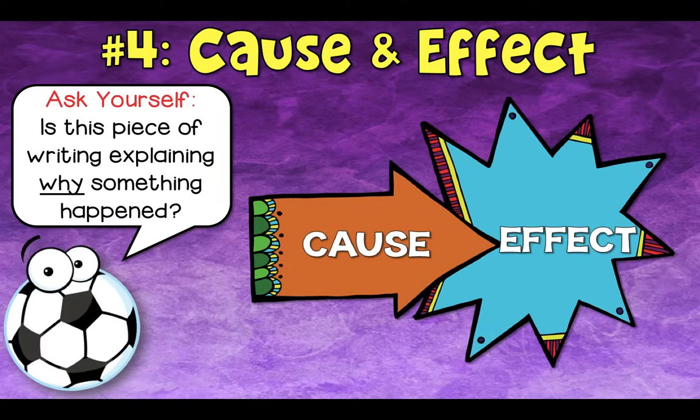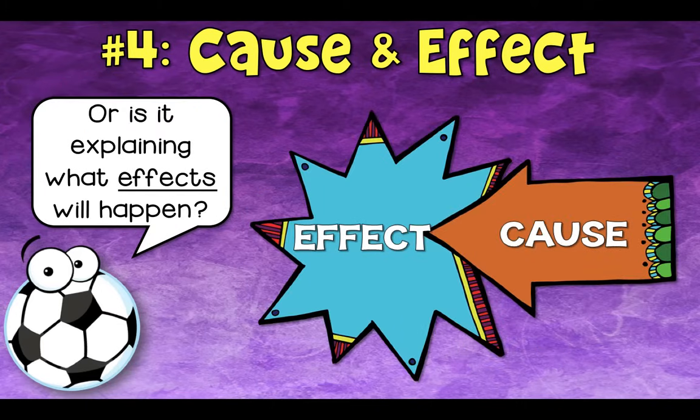Okay, so the fourth type of text structure is cause and effect. So in this type of writing, the author will be explaining why something happened. So what is the cause and the effect of that cause? And usually they'll explain the effect first and then maybe what happened to cause it later. So it can go either way.